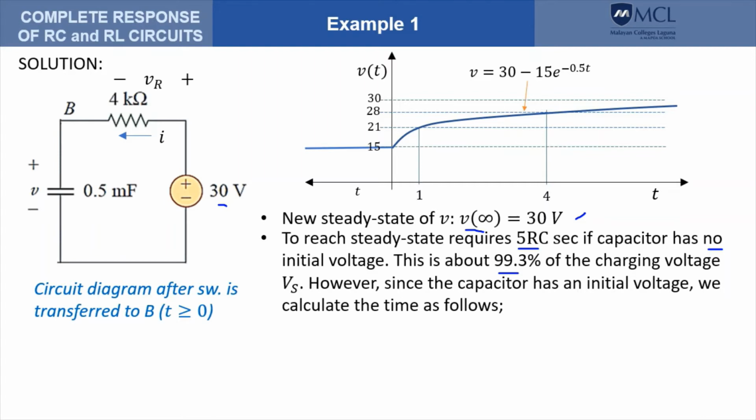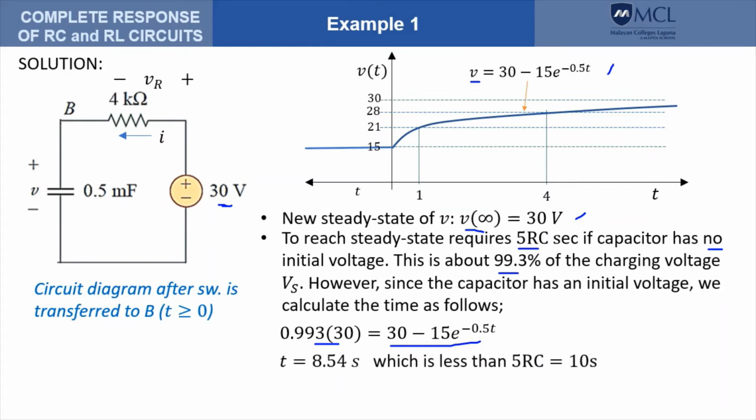lesser. And to compute for that time, we can use this equation. So we let the value of V as 99.3% of the charging voltage, which is 30 volts. And then we equate this with this one and solve for the time. So we will get there around 8.54 seconds, which is actually less than 5 RC, which is 10 seconds.